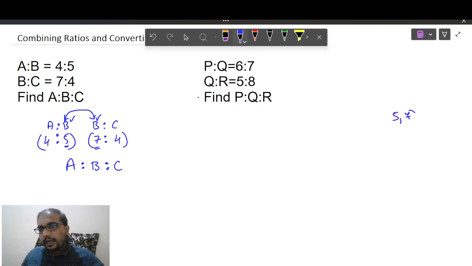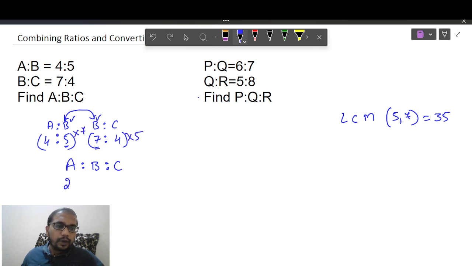How will you make it the same? Take the LCM of 5 and 7. LCM of 5 and 7 is how much? 35. So you need to multiply by 7, and you need to multiply by 5. 7 4s are 28, so A ratio term is 28, 7 5s is the B value 35, C value 4 5s are 20. So what is the ABC ratio? 28:35:20. Clear?